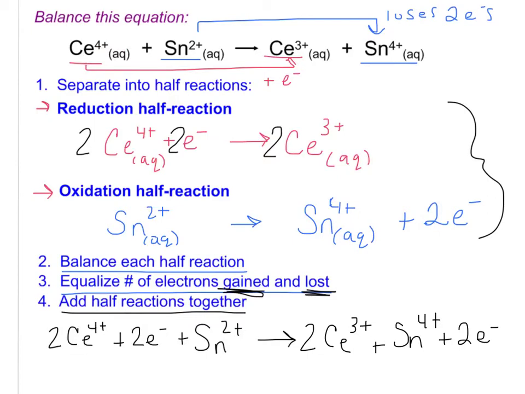Now, before I'm completely done, there's one more step I need to do. When I'm adding these equations together, if you'll notice, there is something the same on both sides, right? The number of electrons. Well, I can cancel those out because they are the same. So I can cross those out. They cancel on the left side and the right side. And if I had enough room, my final reaction that I would write, 2 cerium 4+ plus tin 2+ reacts and makes 2 cerium 3+ plus tin 4+. And that is my final balanced equation.